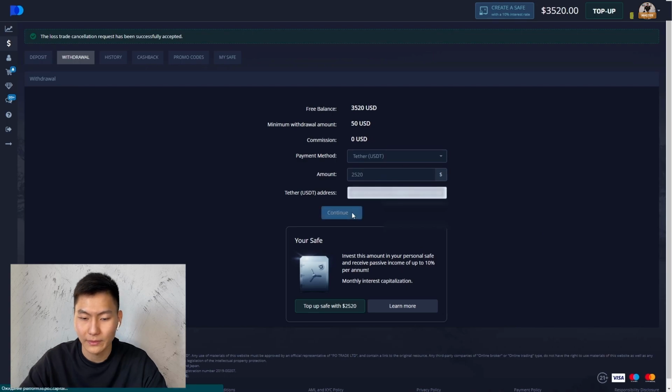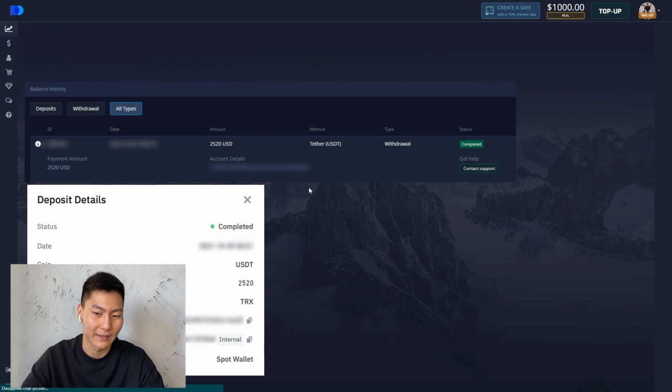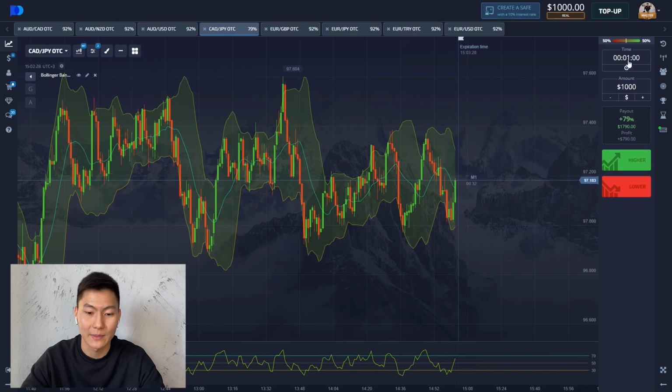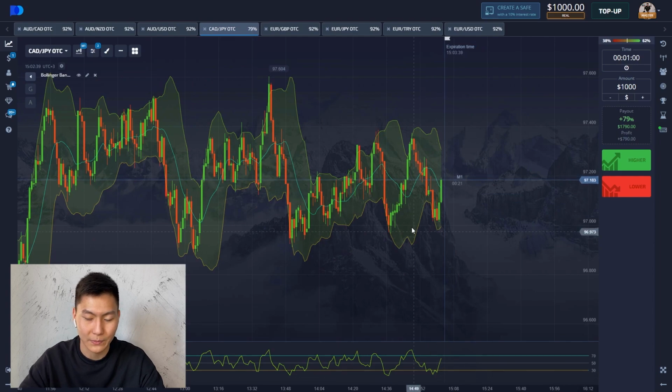Press the continue button. As simple as that, guys. I'll attach the screen where it's done, and like I told, this is really simple. I showed you how the strategy works in real trading. By the way, the breakout is still happening here, so this works perfectly.